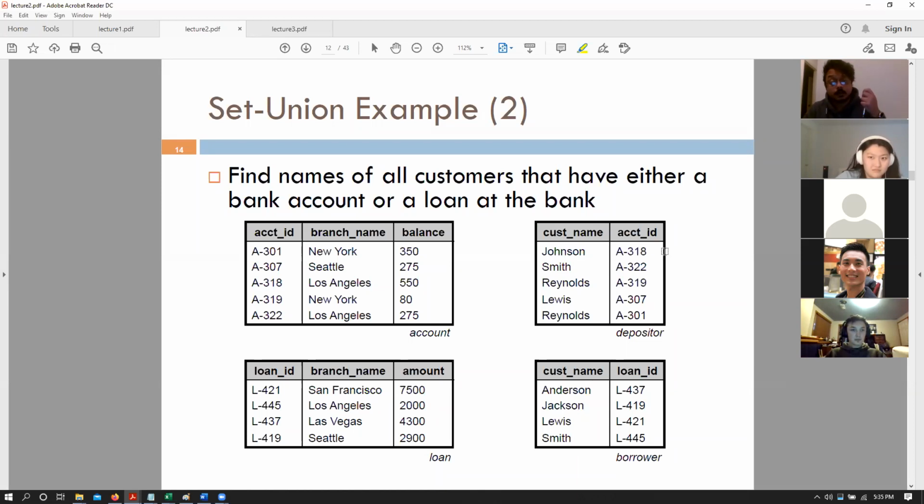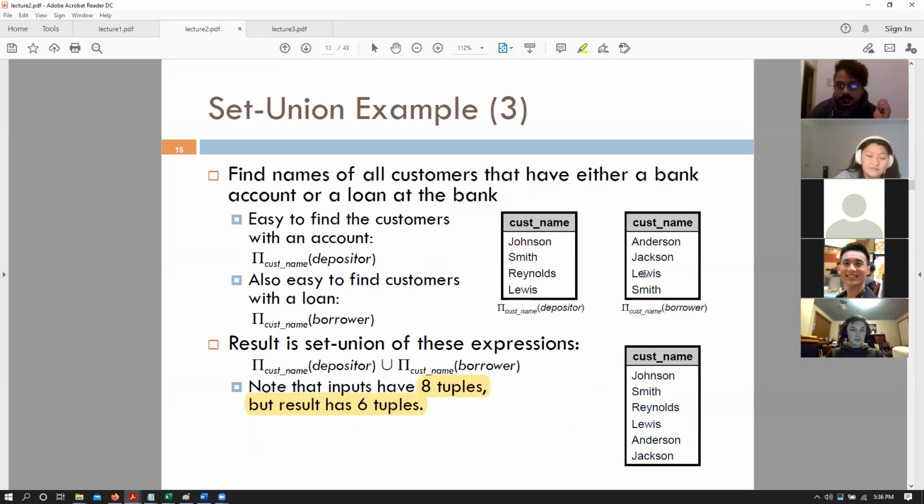And remember, we are talking about sets, so no two duplicate results stay. Essentially, we can project down the customer name for depositor, project down the customer name for borrower, and perform set union on those two relations. And we get a list of customer names that are either a depositor or a borrower.